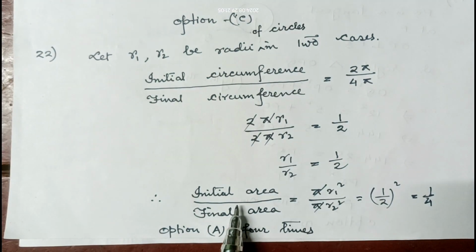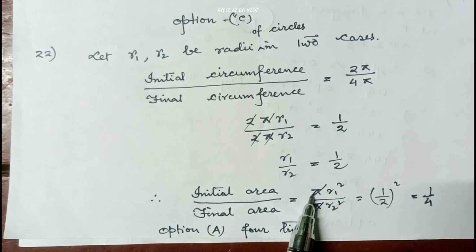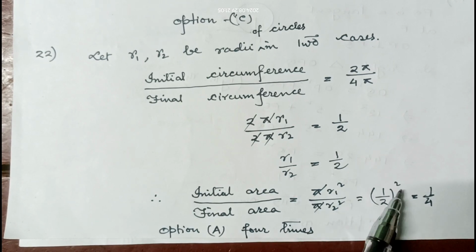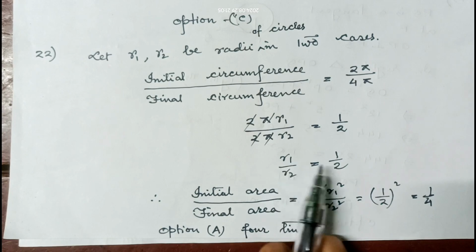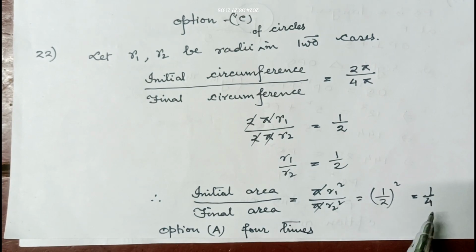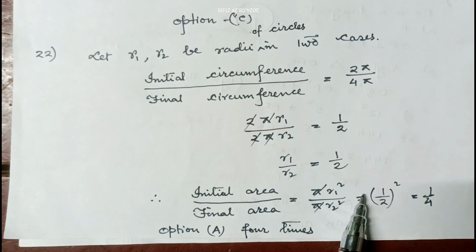Now we have to find the ratio of area. So initial area by final area. We know the area of a circle is pi r square. So it will be pi r1 square by pi r2 square. This pi will be cancelled. So we are left with r1 by r2 whole square. But we know r1 by r2 is half. So it will be half square. Half square is 1 by 4. So new area will be 4 times previous area. So option A is the correct answer.